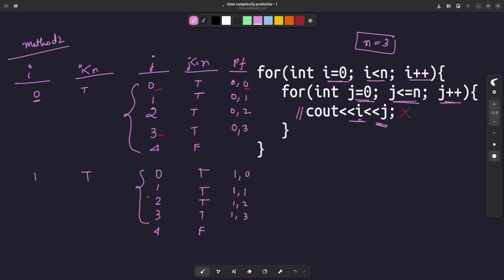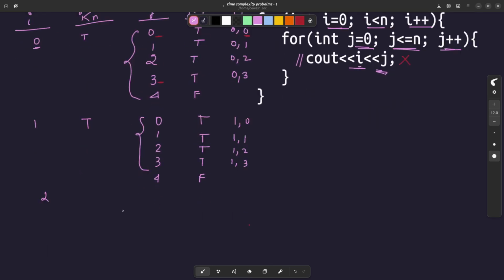Okay. Then same for i value 2. So i becomes 2. The condition will be true. Yes. Again, same thing. True, true, true, true, false. But now the i value is 2. So 2 0, 2 1, 2 2, 2 3 will be printed.